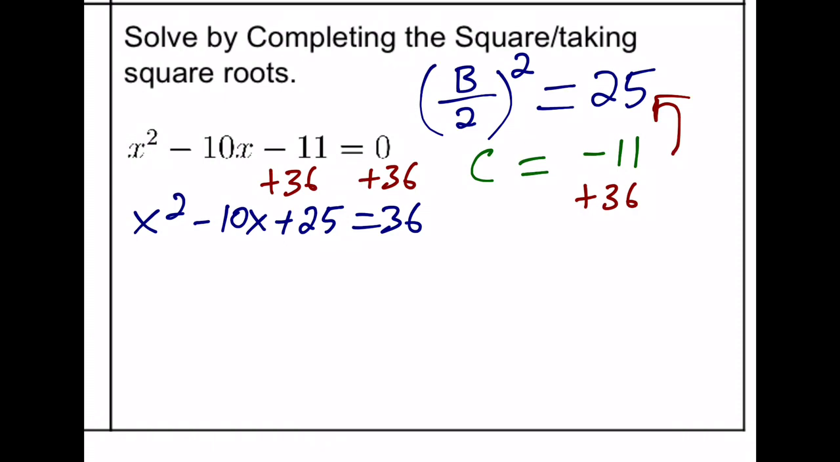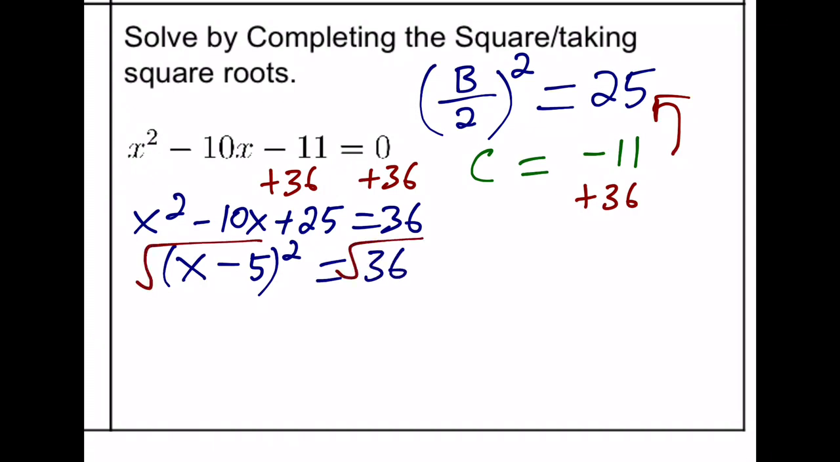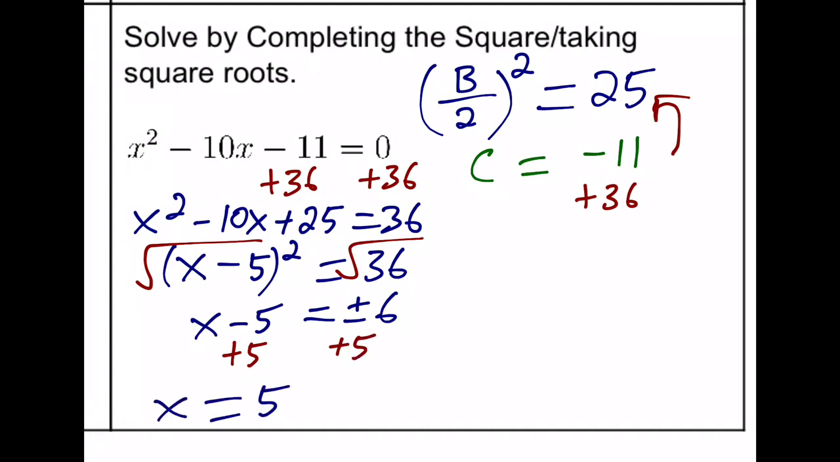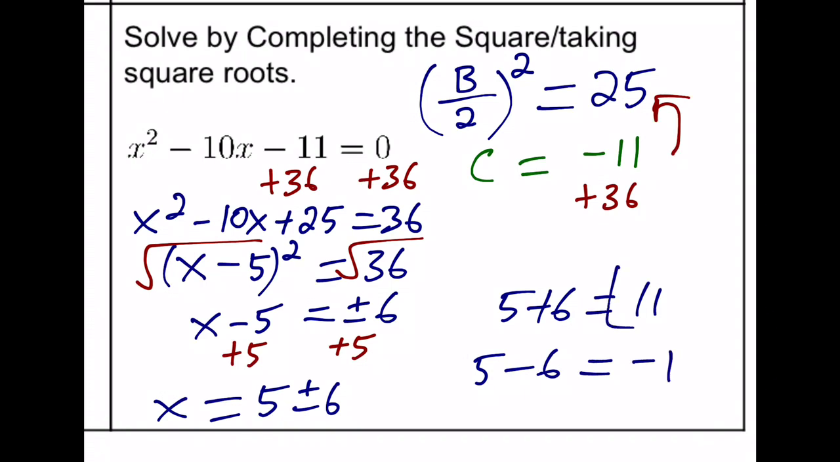This is now a perfect square trinomial, so I can change it to x minus b over 2, which is 5, squared, is equal to 36. And to get x by itself, I can take the square root of both sides. It cancels out the square on the left, and on the right, there are two possible answers, a positive 6 or a negative 6. The final step to get x by itself is to add 5 to both sides. So I have x is equal to 5 plus or minus 6. 5 plus 6 is 11. 5 minus 6 is negative 1. And those are my two possible solutions.